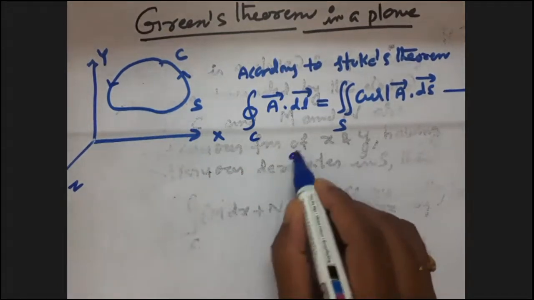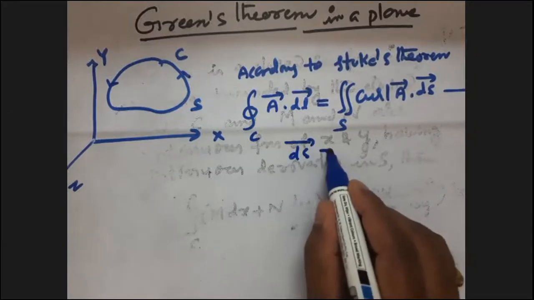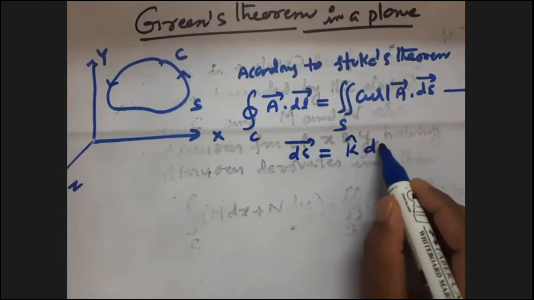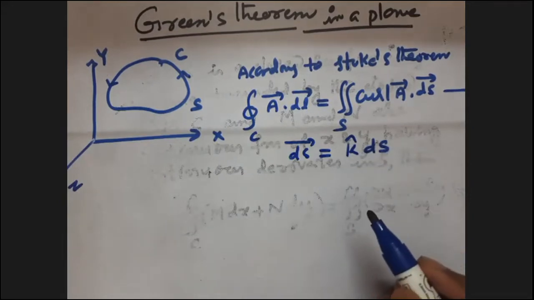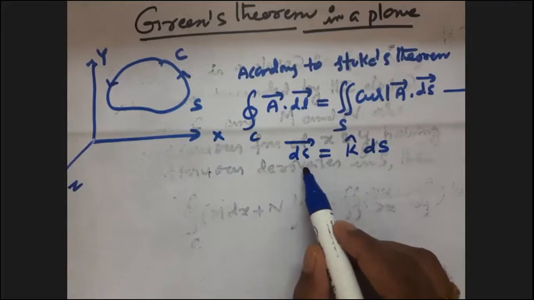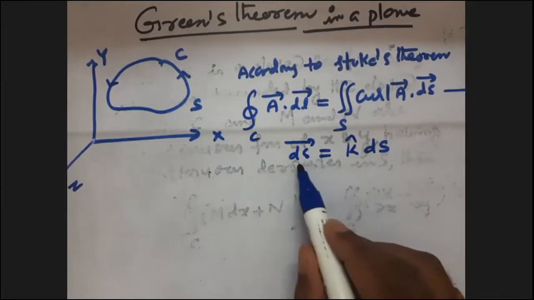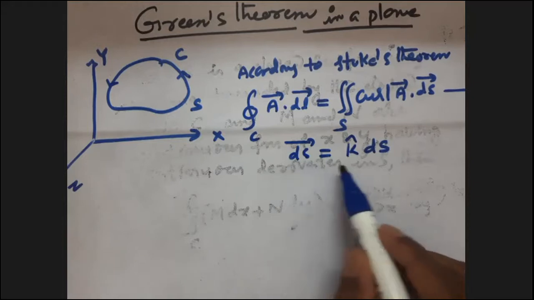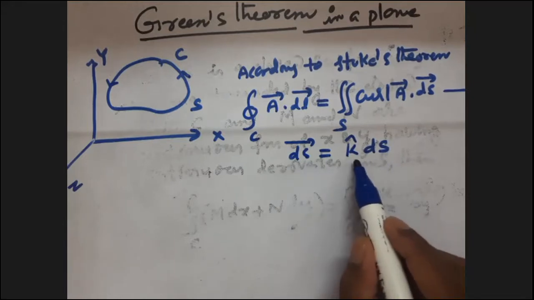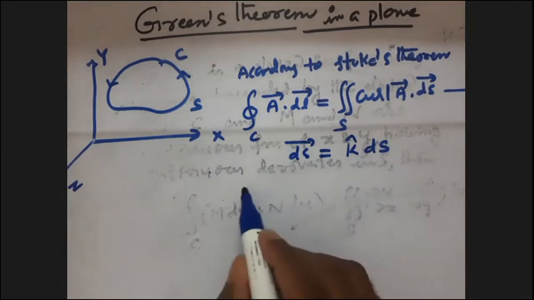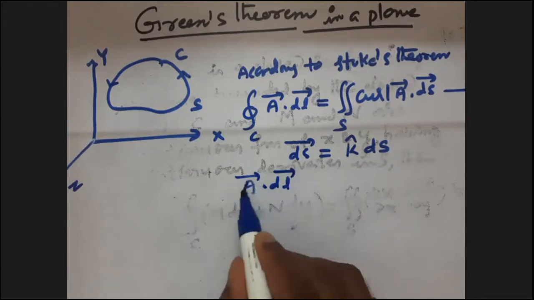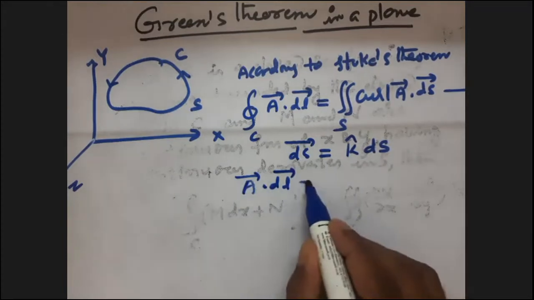Hence, the small area vector ds bar can be written as ds bar equal to k cap into ds. Already I told you that a very small area is a vector. Here ds bar is a vector, ds bar equal to k cap into ds, where ds represents its magnitude and k cap the direction. Now consider A bar dot dl bar.